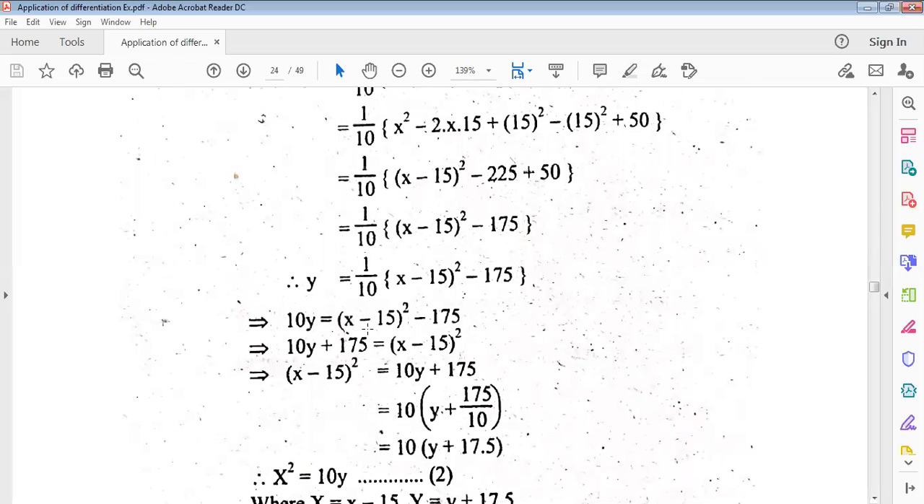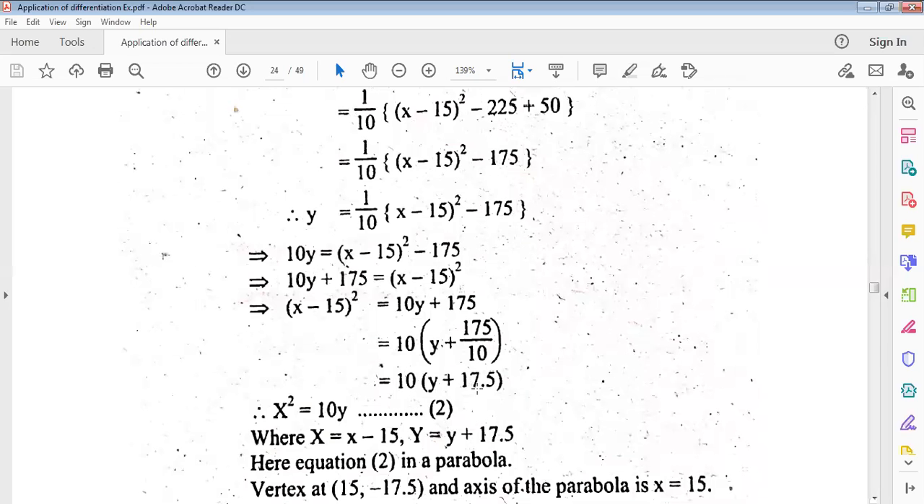Now 10y equals x minus 15 whole square minus 175. So 10y plus 175 equals x minus 15 whole square. If we take 10 common, this will be 10 into y plus 17.5. That means X square equals 10Y, where X equals x minus 15 and Y equals y plus 17.5. Actually, this is the equation of a parabola, X square equal to 10Y.